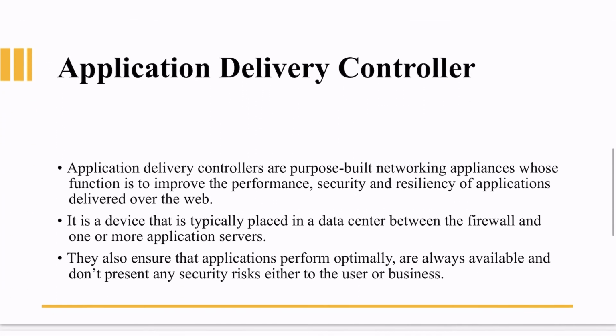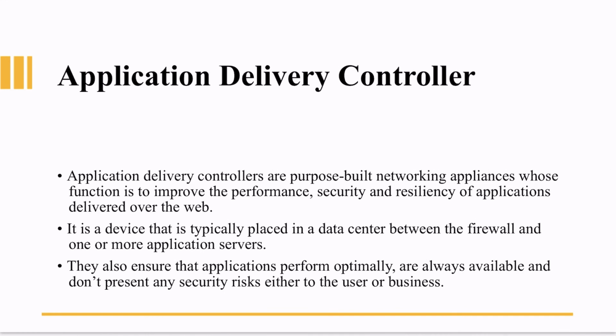Now I'll talk about the application delivery controller. This is basically a type of device. What it says, application delivery controllers, that is ADCs, are purpose-built networking devices whose function is to improve the performance, security, and resiliency of applications delivered over the web. So the job of an ADC should be to provide the delivery of applications to the client in a more effective way, more reliable way, and there should not be any performance lapse. In our case, the F5 Big IP appliance is an ADC.